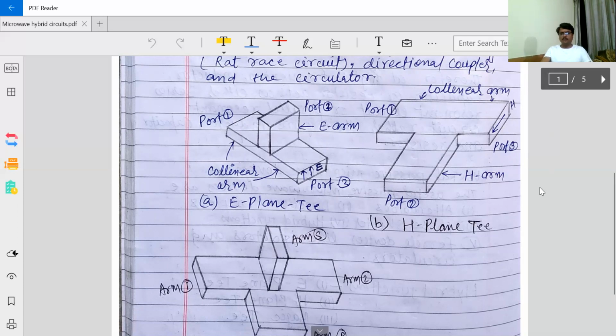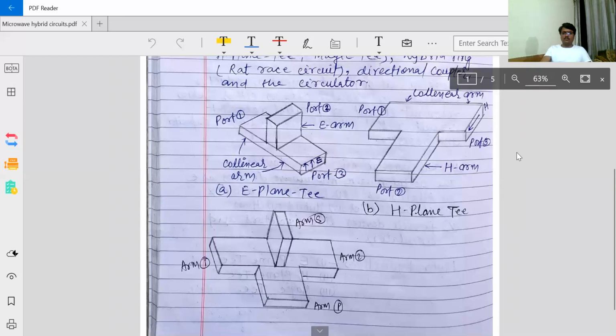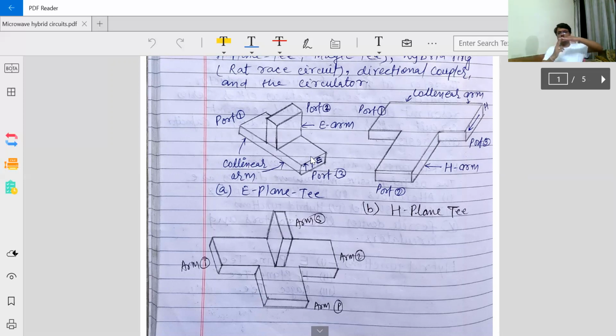Here in this case, we can see this is a collinear arm, the same waveguide. This is a waveguide and this is another waveguide. We always draw the electric field like this, perpendicular to this horizontal surface. If this is a horizontal surface and this is a waveguide, we will draw the electric field like this, perpendicular to it.